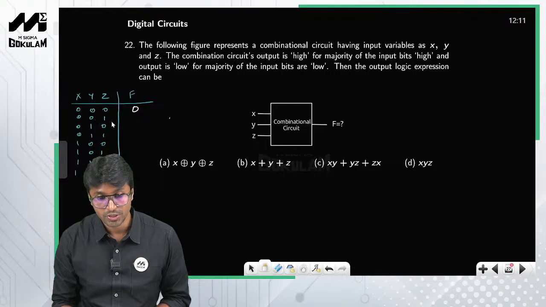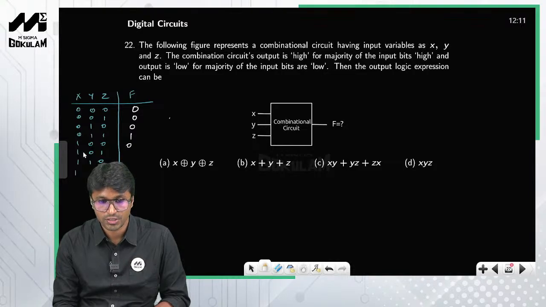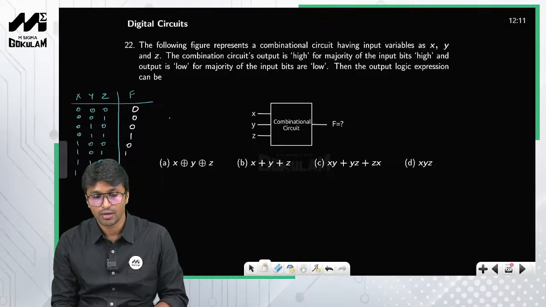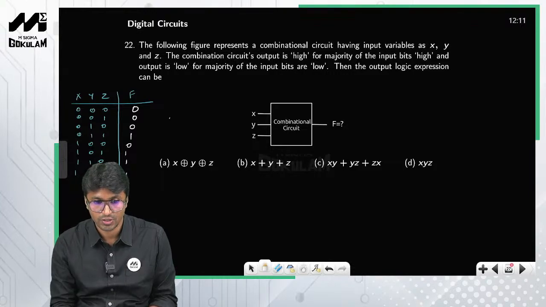Here majority inputs are low, so the output will be low. Here also majority inputs are low, so the output will be low. Here the majority inputs are high, so the output will be high. Here the majority inputs are low, so this is 0. Here the majority inputs are high, you have two high inputs, so the output is high. Here also two inputs are high, so the output will be high, and here also obviously the majority of the inputs are high, so this will be 1.